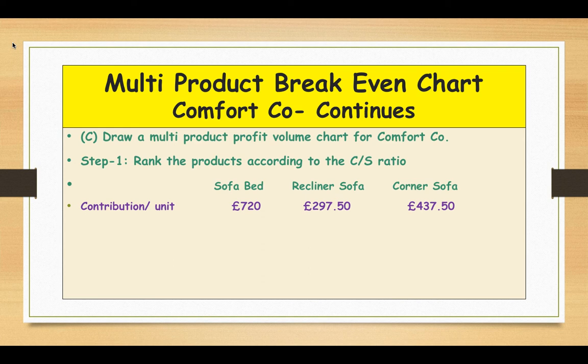So the sofa bed's contribution per unit is £720. Recliner sofas is 297.5, and corner sofas 437.5. And the selling price per sofa also was given, £1,600 for sofa bed, £850 for recliner sofa, and £795 for the corner sofa. So we can calculate the contribution to sales ratio for the individual products.